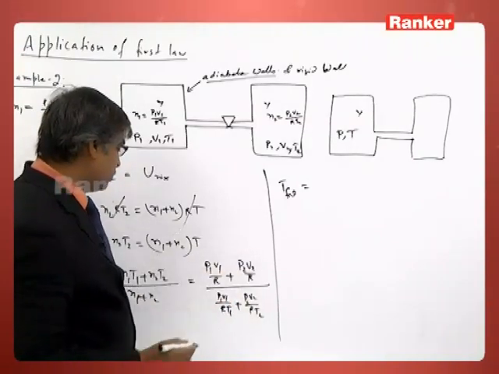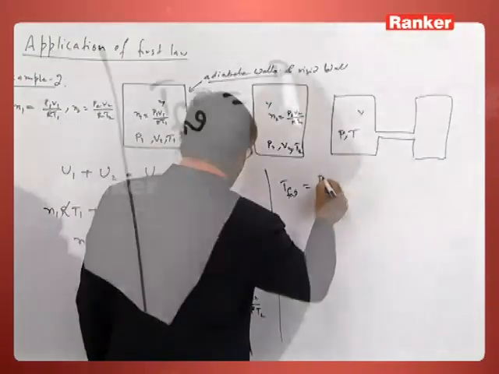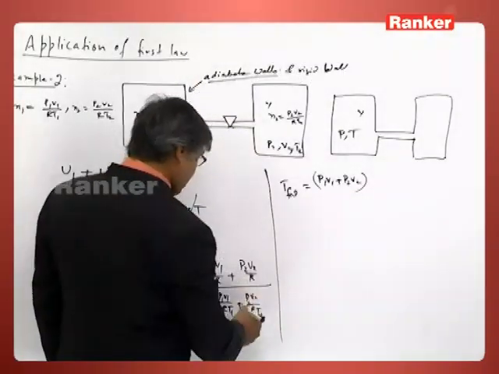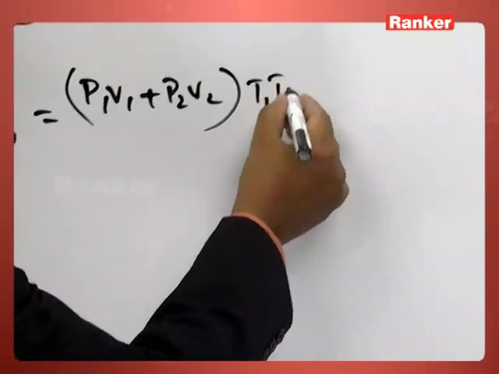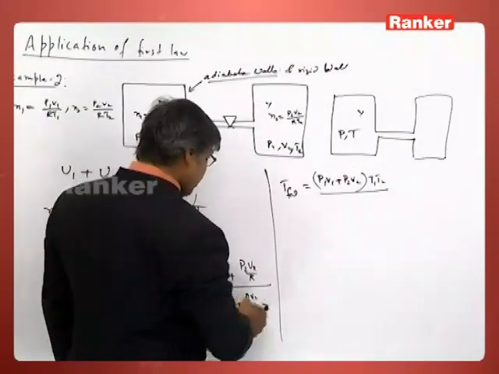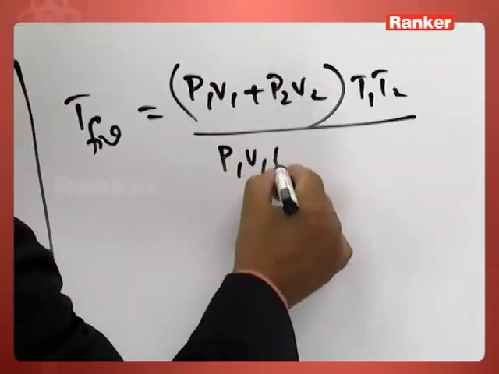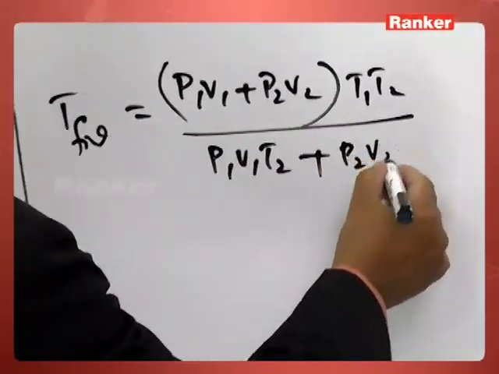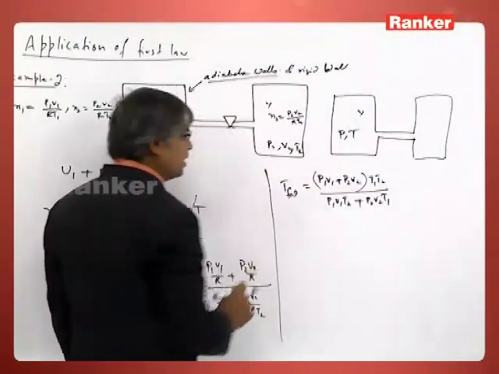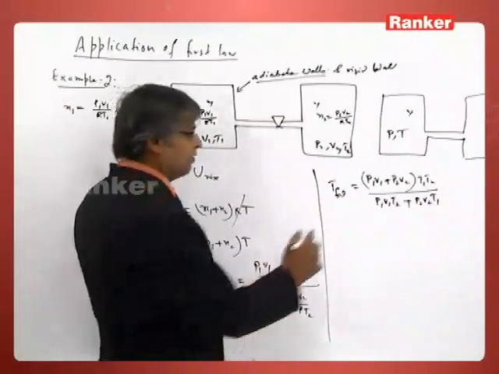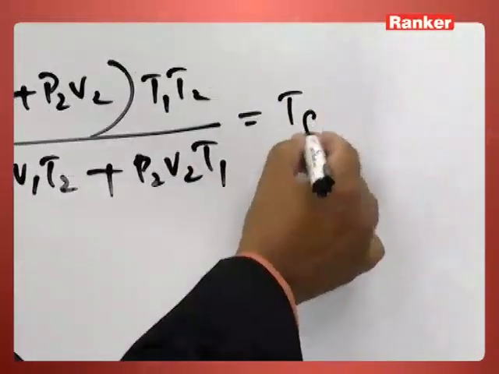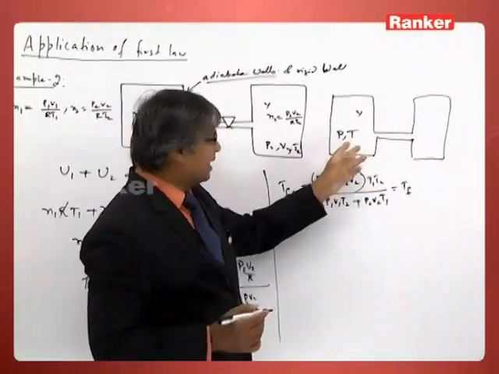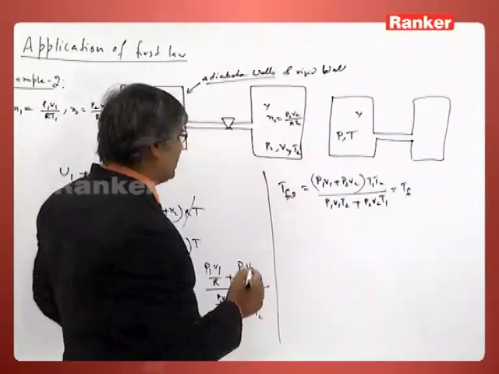So you see that we have T final, as this R can be cancelled. So we have P1 V1 plus P2 V2 into T1 T2 by P1 V1 T2 plus P2 V2 T1. So this is the final temperature, I will write this as T final. Now once I know T final, I can tell what the pressure is here.